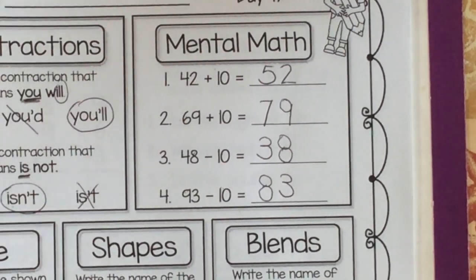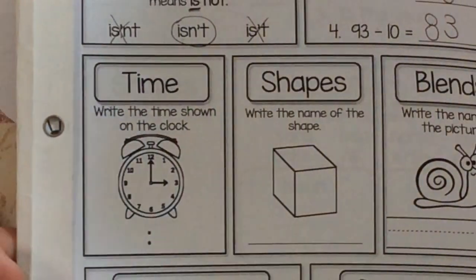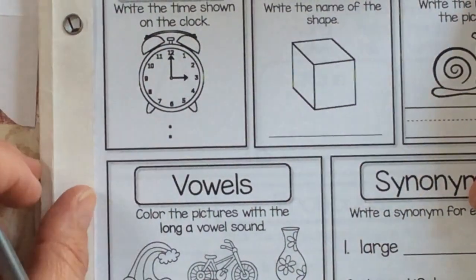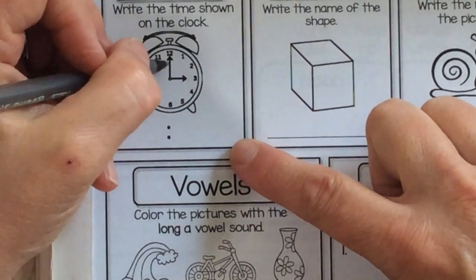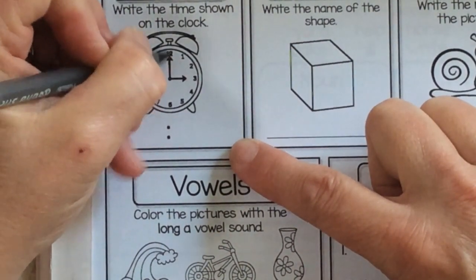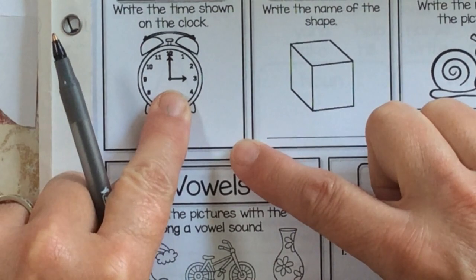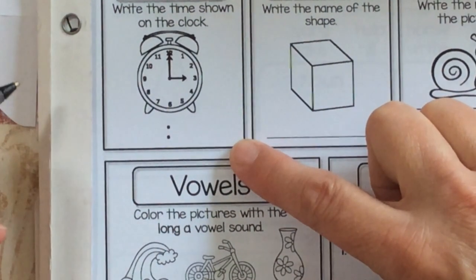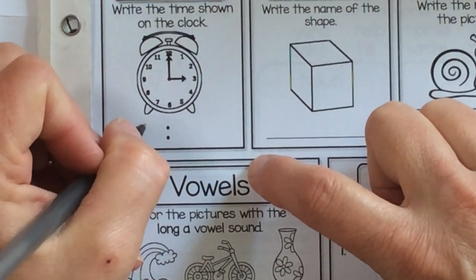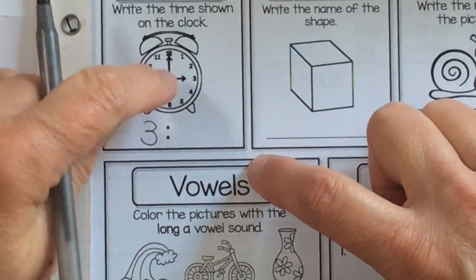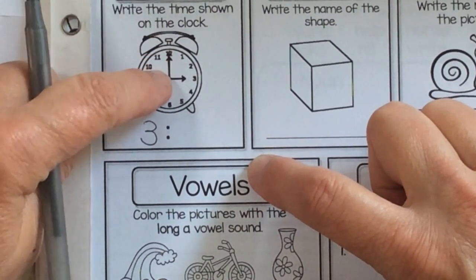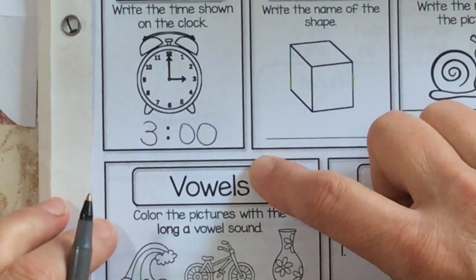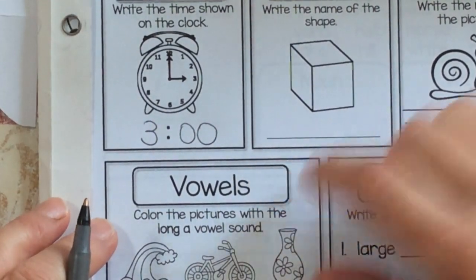Moving on to our next section, time. Looking at the clock, this hand should be all the way up. We start with the smallest hand first, the hour hand, and it's pointing directly at the 3. So that means 3. And when the minute hand points straight up, we say 0, 0. So that's called 3 o'clock.